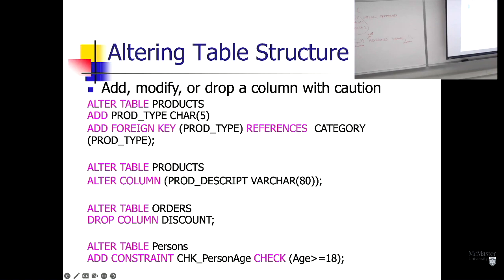We don't have space here, but when you reference the table, you also specify the column, which is here. So in the category table, we have product type.